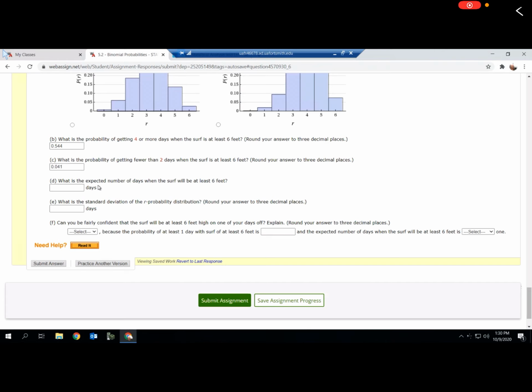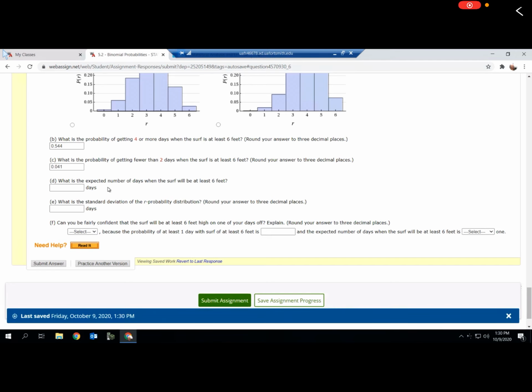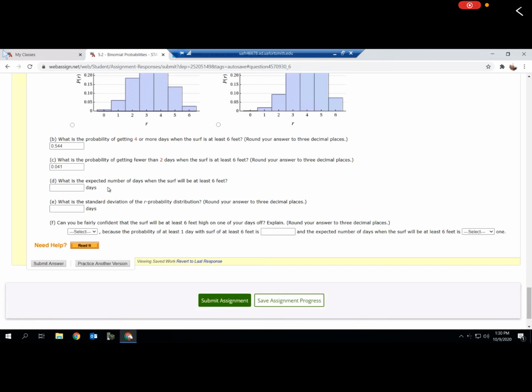Okay, now D, what is the expected number of days when the surf will be at least 6 feet? This is the average. Mu is equal to NP. So you will multiply 6 times 0.60 to get 3.6 days. NP is the expected or average number of days.